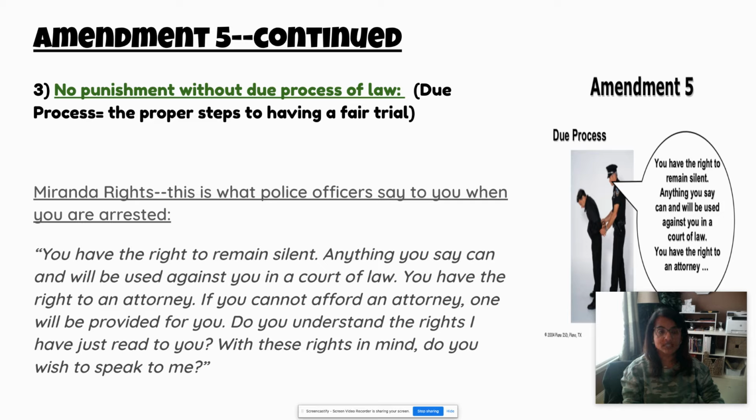What that means is that you have certain rights, and the police officer gives you Miranda rights. You might have heard this before on TV shows. They'll say, you have the right to remain silent. Anything you say can and will be used against you in a court of law. You have the right to an attorney. If you can't afford an attorney, one will be provided for you. Do you understand the rights I've just read to you? With these rights in mind, do you wish to speak to me? So you have the right to say, nope, I plead the fifth. Okay. So you don't get punished without the steps to a proper, fair trial.